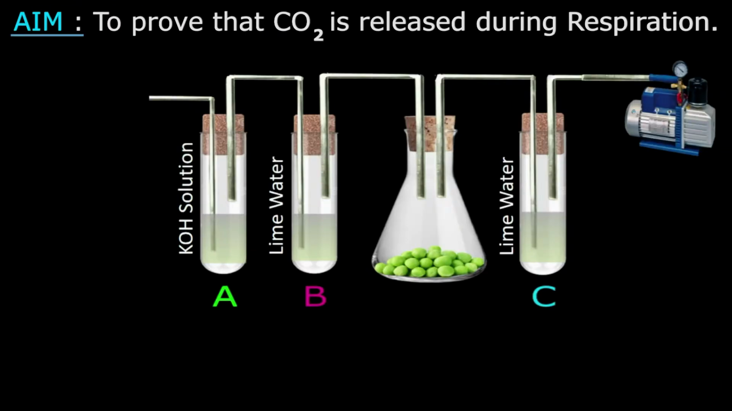So when we switch on the suction pump, it will start sucking the air and the air will start coming to test tube A. From this, it will move to test tube B, and like that, it will move out through the suction pump.